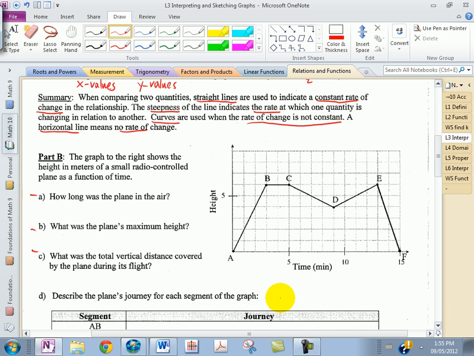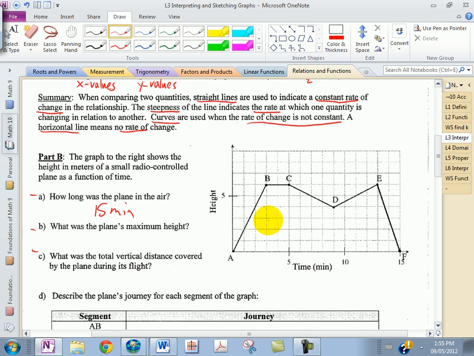A. Tia. How long was it in the air? It left the ground here, landed here. How long was that? You got it. 15 minutes. Okay. So it's the entire time.